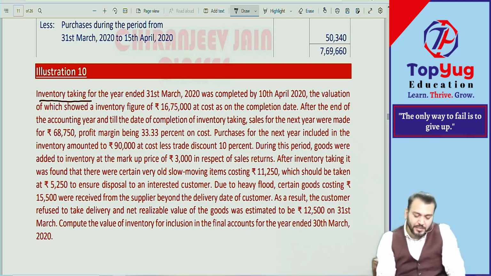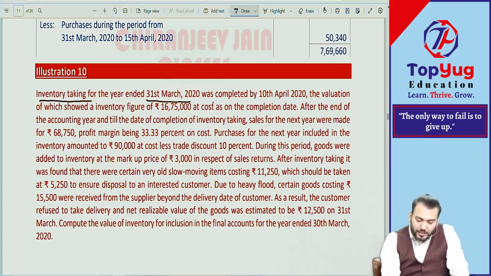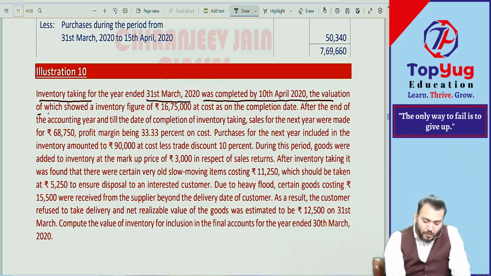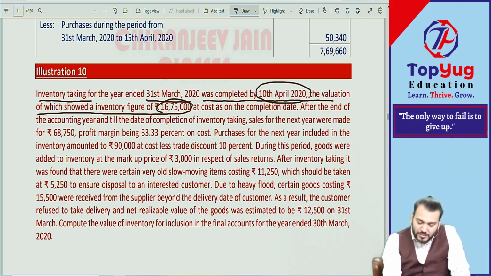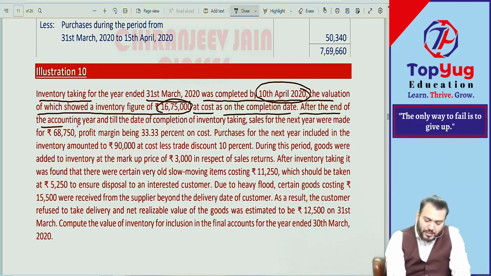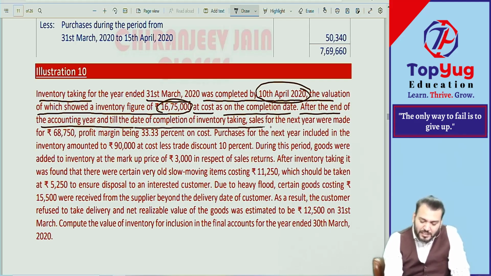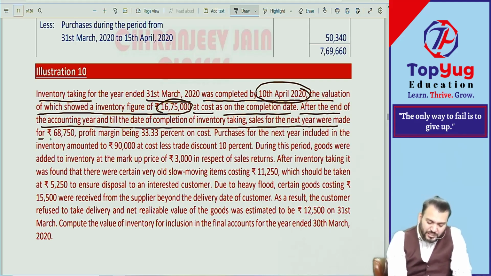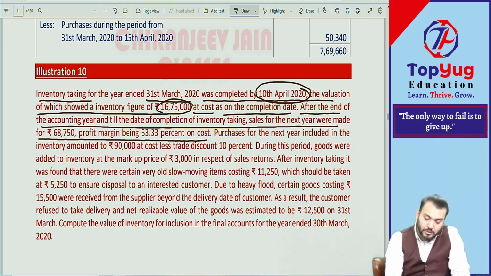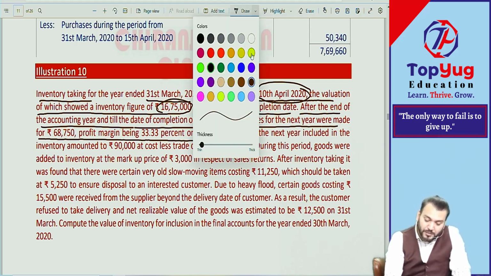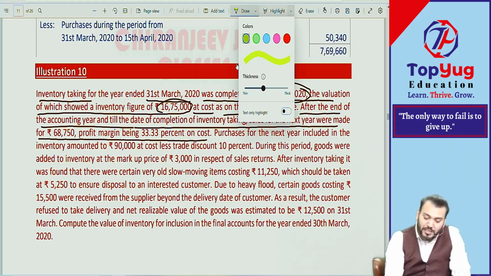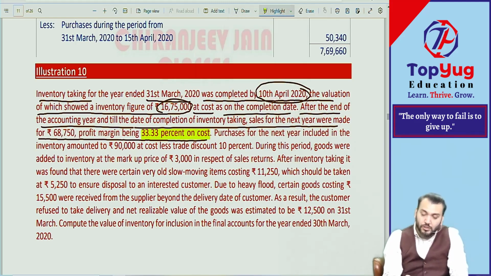Inventory taking for the year ended 31st March 2020 was completed by 10th April 2020 and the valuation showed the inventory figure 16,75,000. So it is after 31st March, done at cost on completion date. After the end of the accounting year until the date of completion of inventory taking, the sales for the next year were made for rupees 68,750. Profit margin is 33.33% on cost. Now it is given 33.33% on cost. Here you need to be careful: the GP margin is given on cost or on sales.